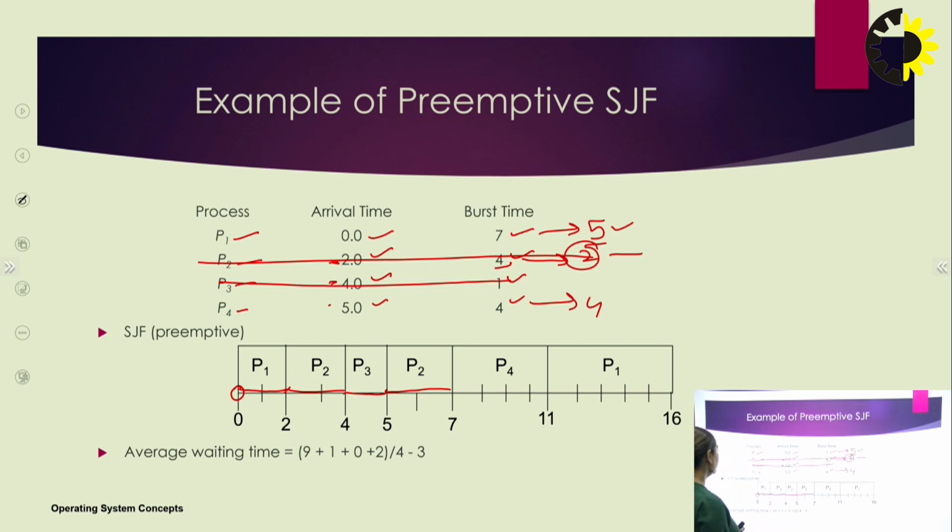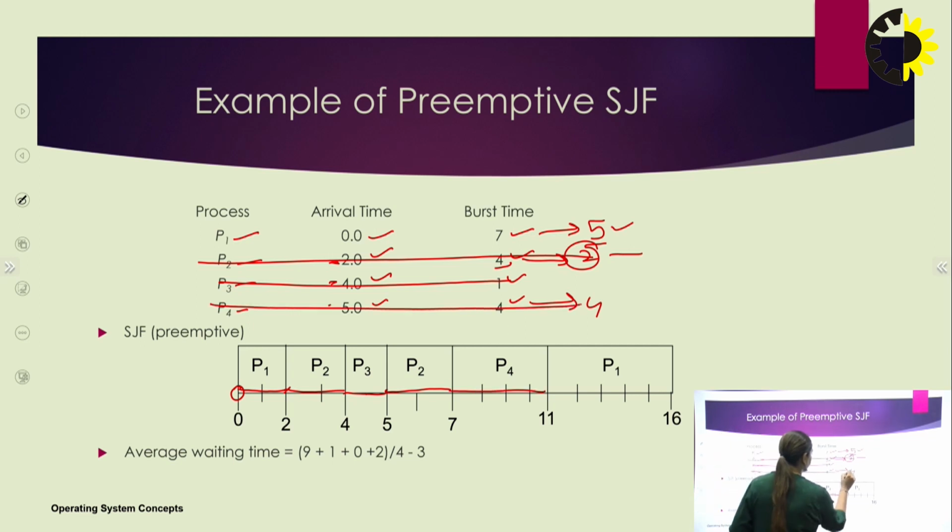We are left with P4 and P1. Out of these two, P4 is shorter, so we will execute P4. It is also complete, right? And P1 will execute whatever is left, so we will execute P1.